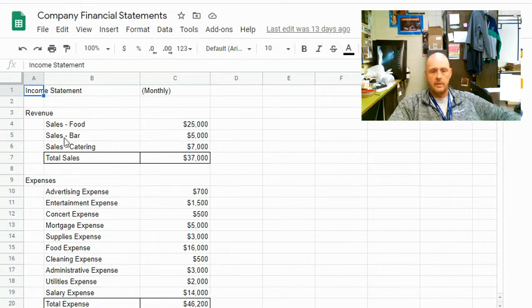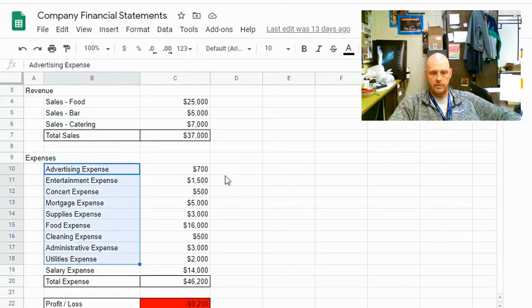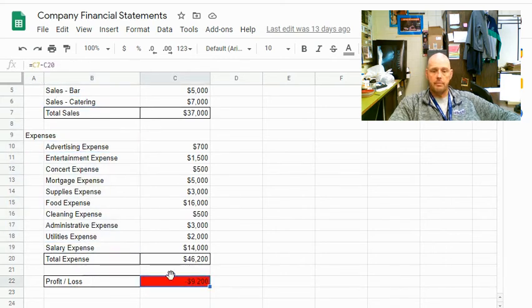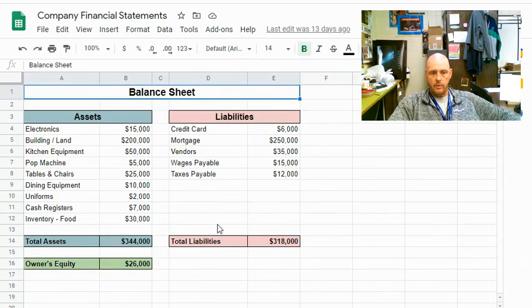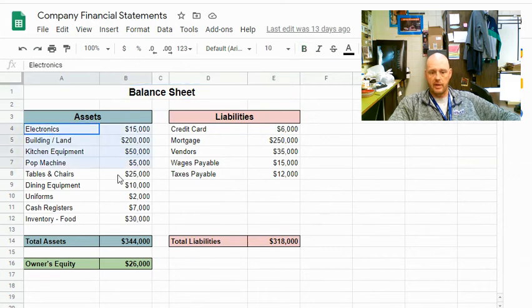Again, income statement. Here's my restaurant, and I'm looking at sales coming in from food service, the bar, and then catering, and here are all costs of running my business. And I either made money, okay, more coming in than going out, or I lost money, more going out than I have coming in. As compared to a balance sheet, which would be all the things that company would own. Electronics, building, land, equipment, uniform, inventory, as compared to my total debts.